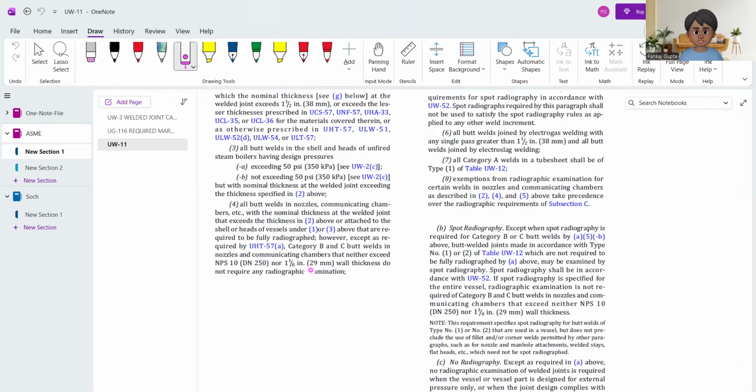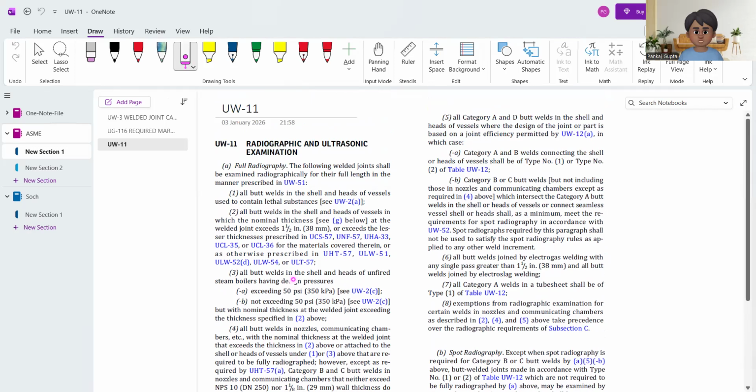We already read this, the exemption based on nozzle size: if our nozzle is 10 inch or below, we can ignore it, meaning it does not exceed 10 inch, and the neck thickness is also not above 29 mm. So these are the 4 points, and here we can go with the fifth one.